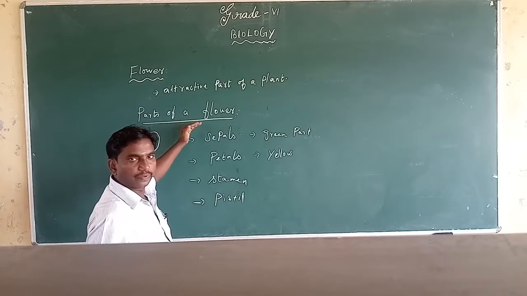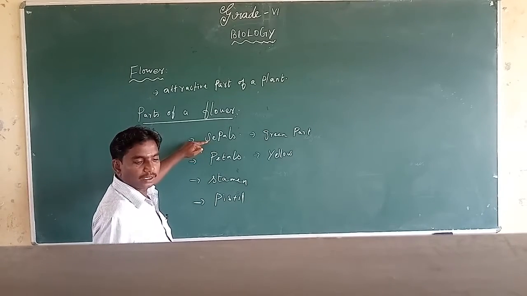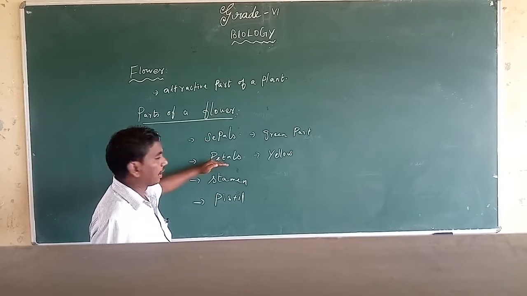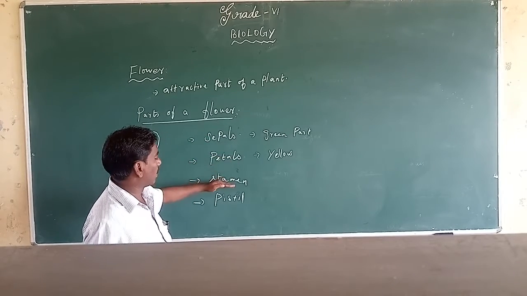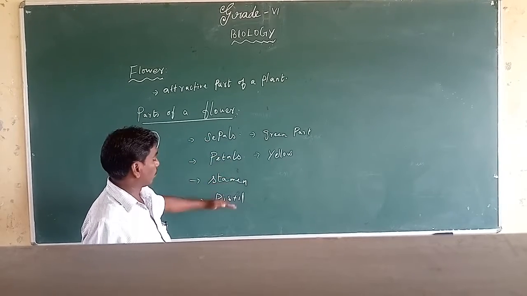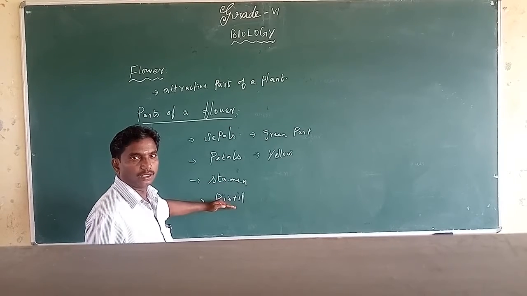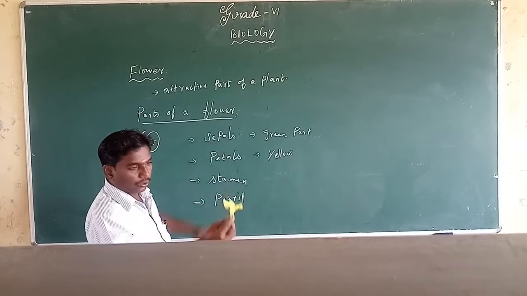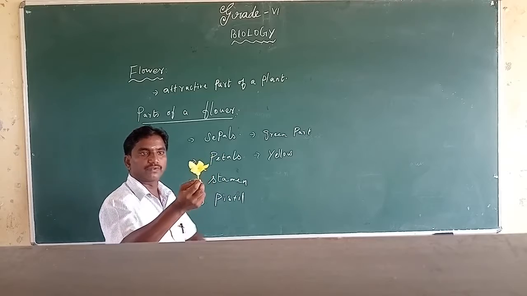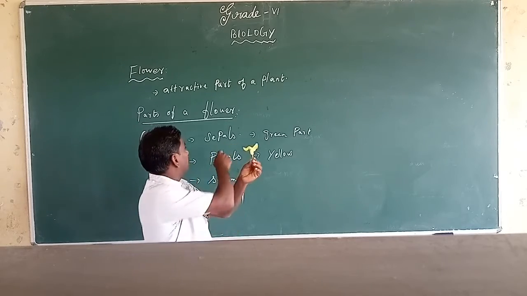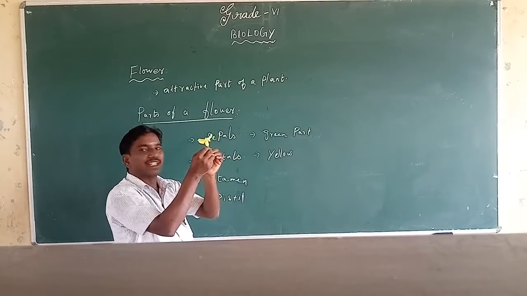What are the parts of a flower? First one, sepals. Second one, petals. Third one, stamen. Fourth one, pistil. Are you understood? So in this flower, we have green colored sepals.